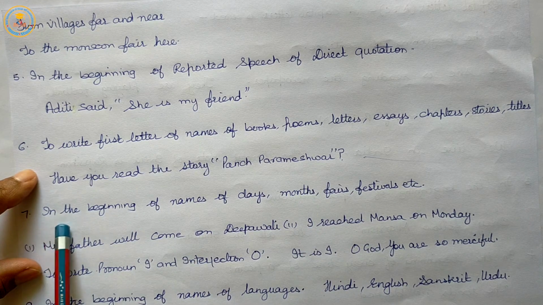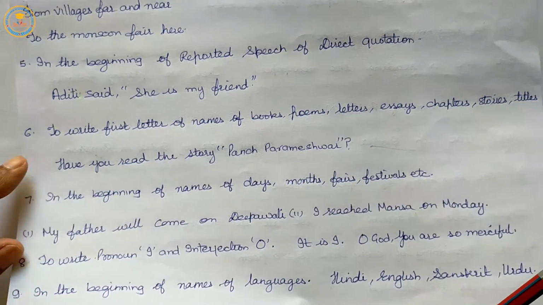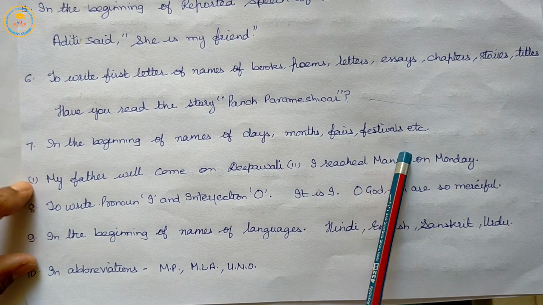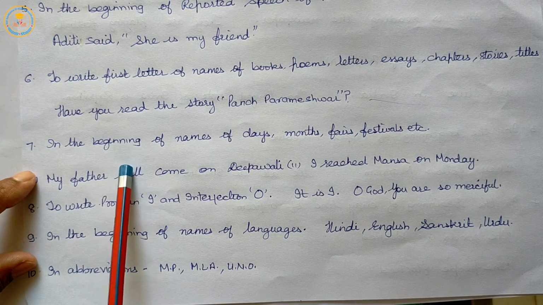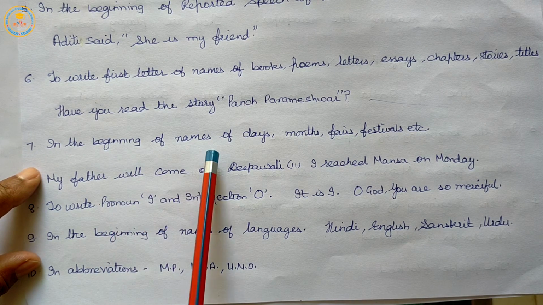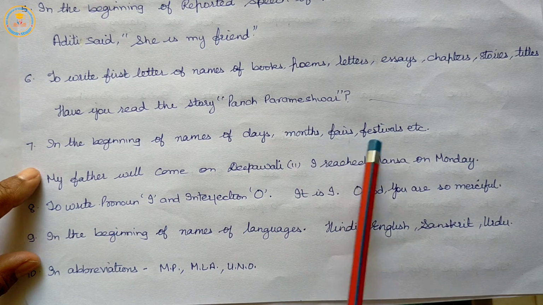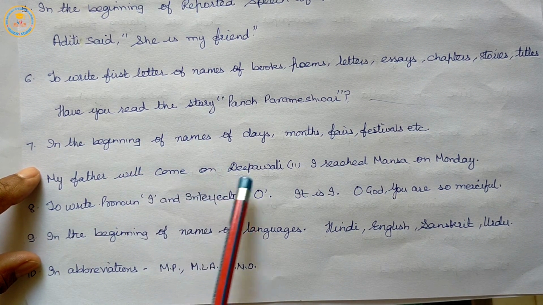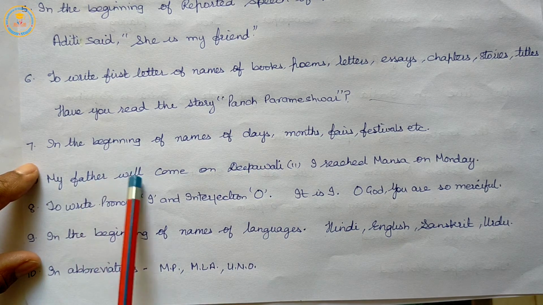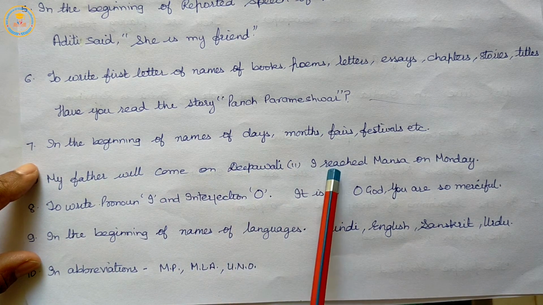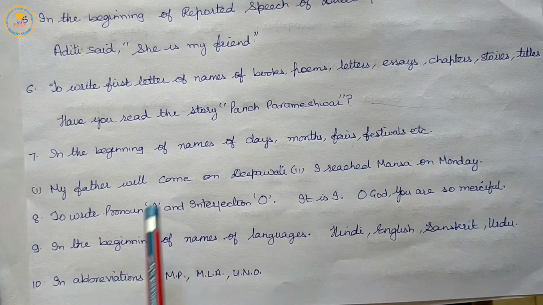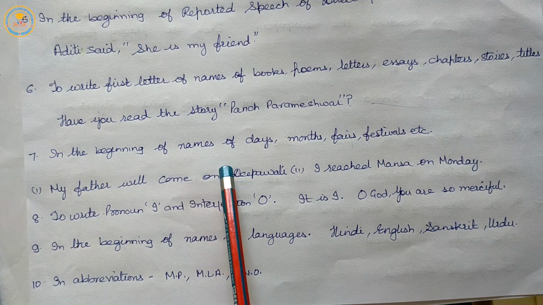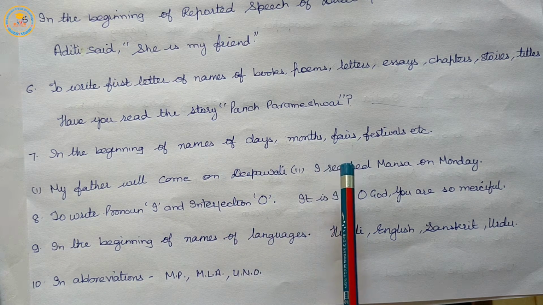We use capital letters in the beginning of names of days, months, fairs, festivals, etc. Example: My father will come on Deepavali. I reached Mansa on Monday. So we use capital letters in the beginning of names of days, months, fairs and festivals also.